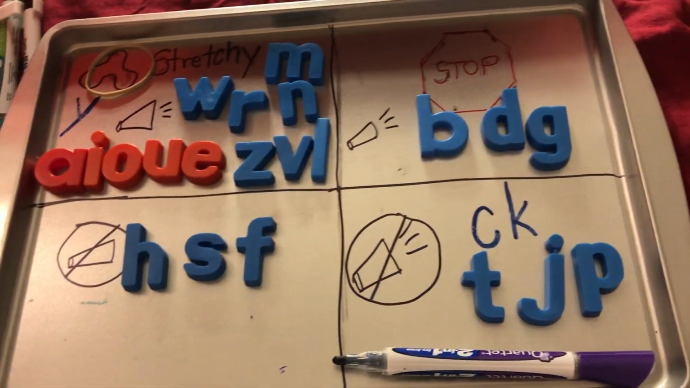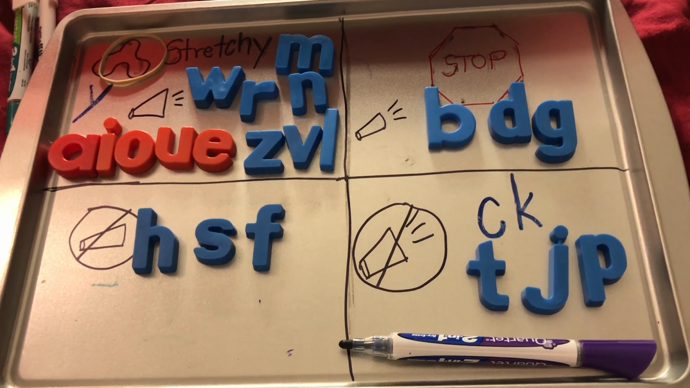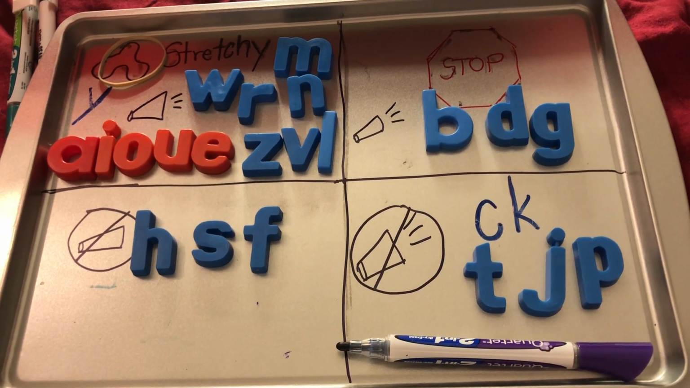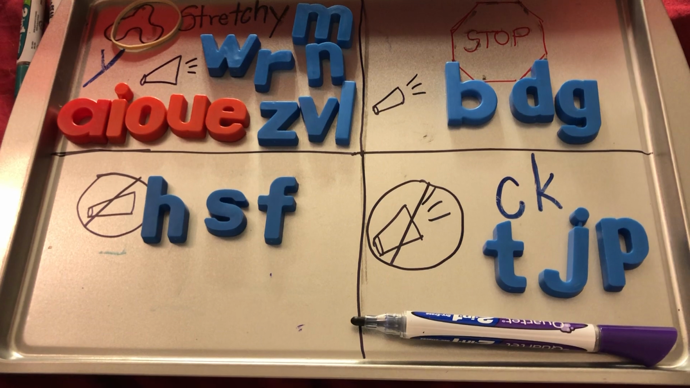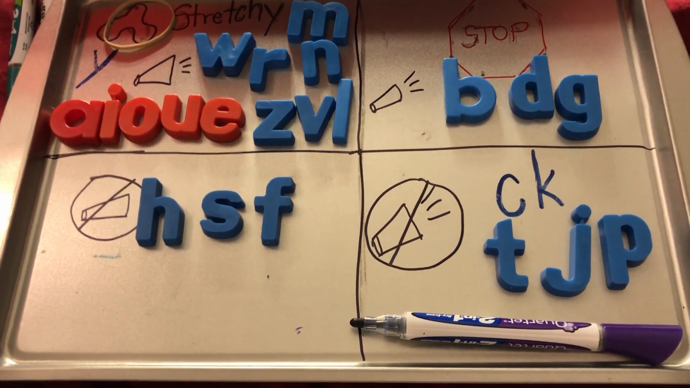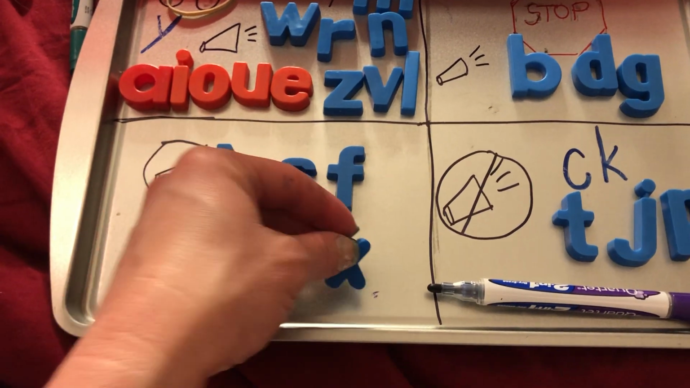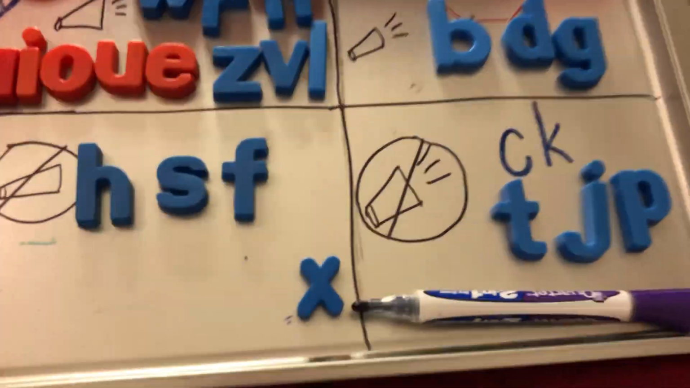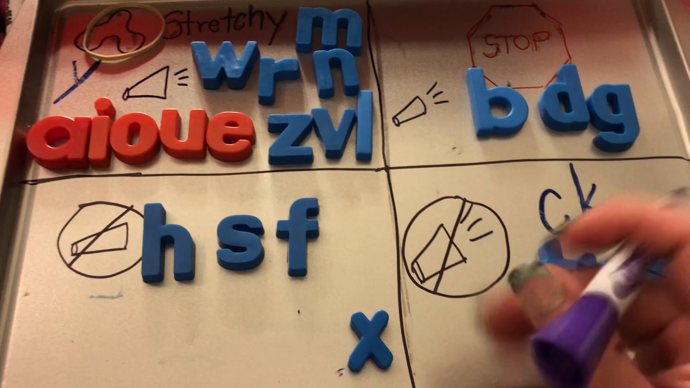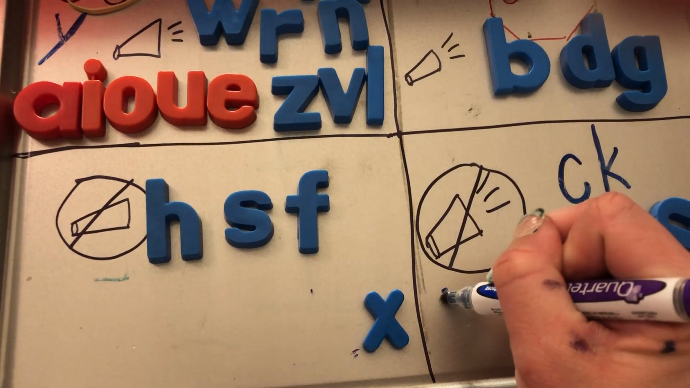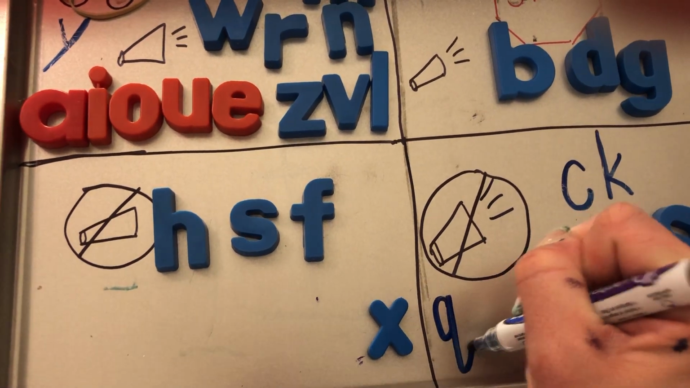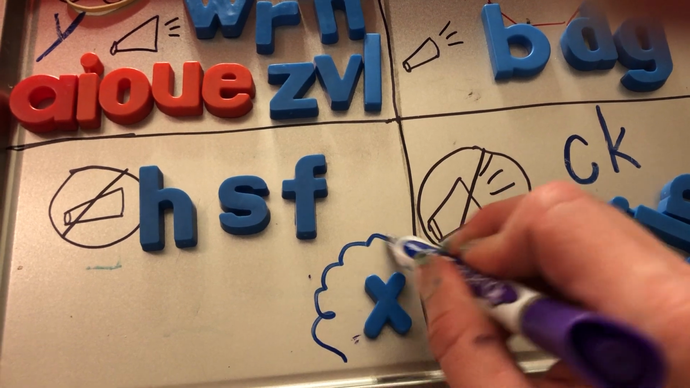Now, notice all the letters except 2 are on here. Do you know which 2 letters I'm missing? I'll give you a clue. They are consonants. Good. I skipped my tricksters, the letters X, and I don't have a magnet for it, but I skipped the letter Q. They're going to get their own little box. They're actually getting a little bubble.